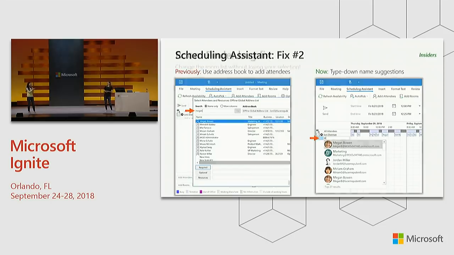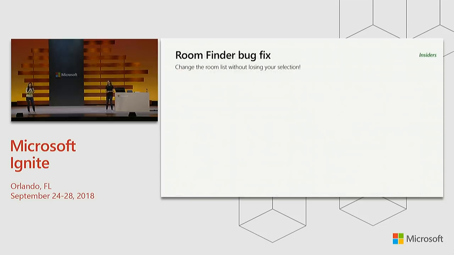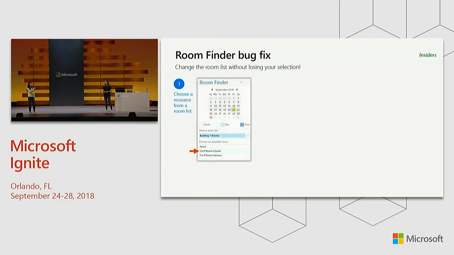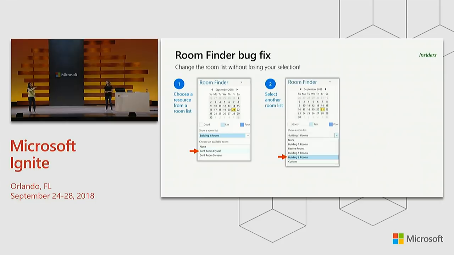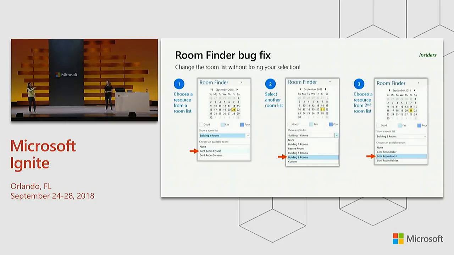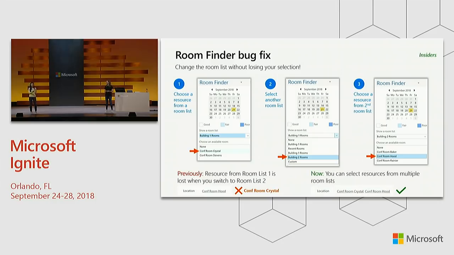Next, we've fixed a long-standing Room Finder bug. Now that people are trying to book rooms in multiple buildings at the same time because of geolocation and things like that, when you pick a room from one room list, then switch room lists and pick a room from the second room list, previously we were dropping the room you picked from the first room list and only keeping the second one. So you'd only end up with one of your 2 rooms. Now we fixed it so that even as you switch room lists, we keep the ones you had selected before, so now you can use Room Finder to help you find rooms across multiple buildings.